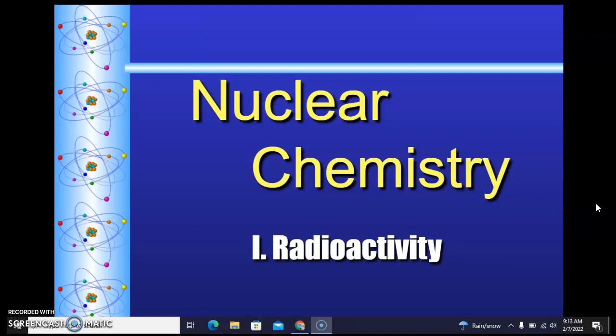Okay, so what we're going to look at today are a couple things. One, we're going to understand what the word radioactivity means. And two, in terms of radioactivity, what are some radiations that can occur from an unstable nucleus? So the three types of radiation from nuclear decay we're going to look at are alpha, beta, and gamma. All right, and we're going to see what they're all about.